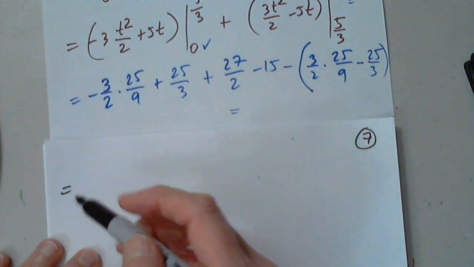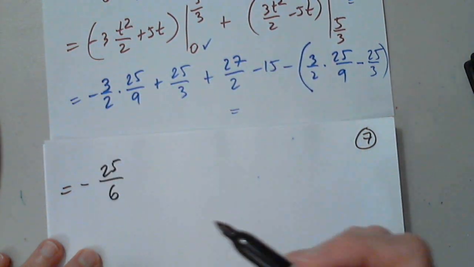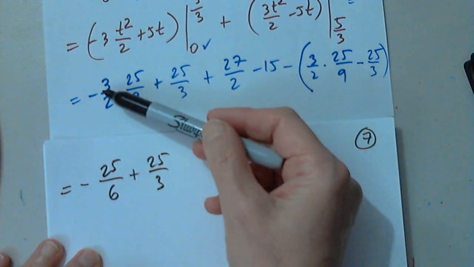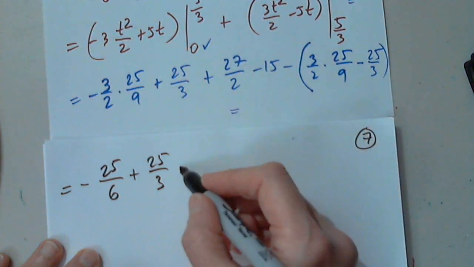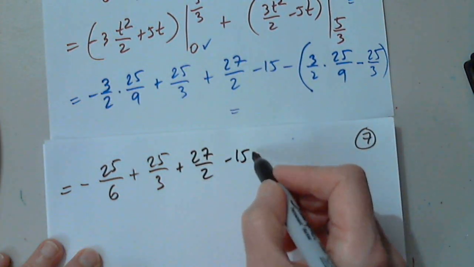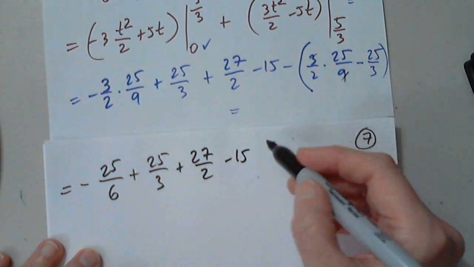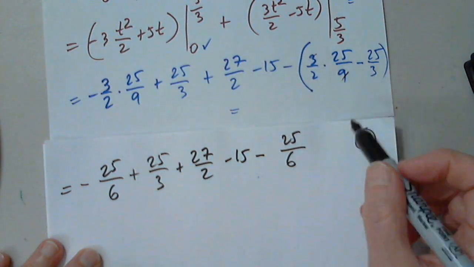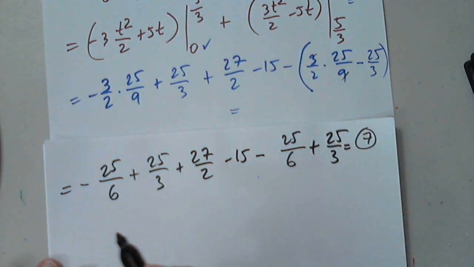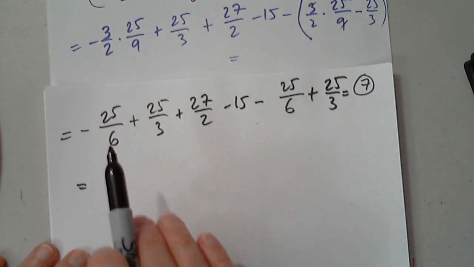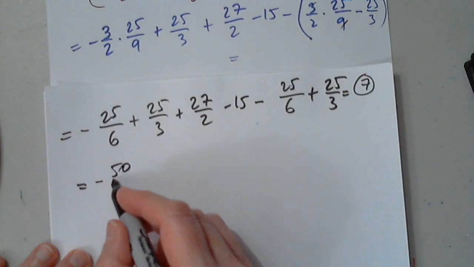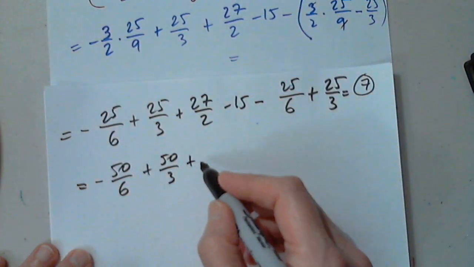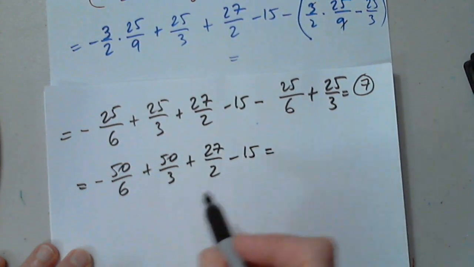Okay, I'll simplify here and I have negative 25 over 6 plus 25 over 3. So yes, I simplified, plus 27 over 2 minus 15. I'll simplify here and I have minus 25 over 6 and then plus 25 thirds. So this is negative 50 over 6. This is positive 50 over 3, plus 27 halves and minus 15.